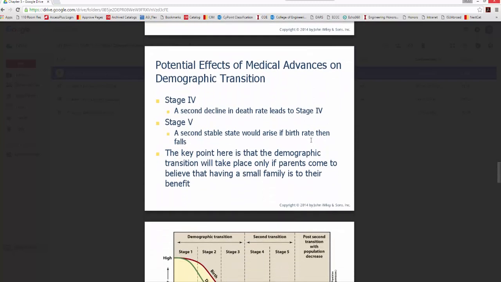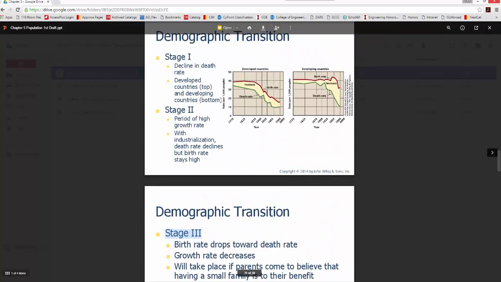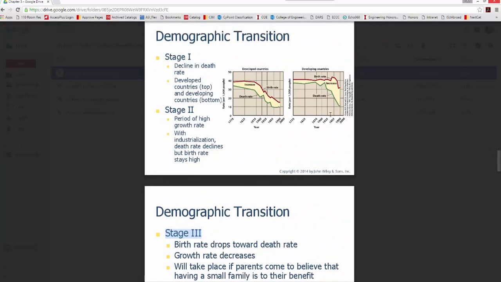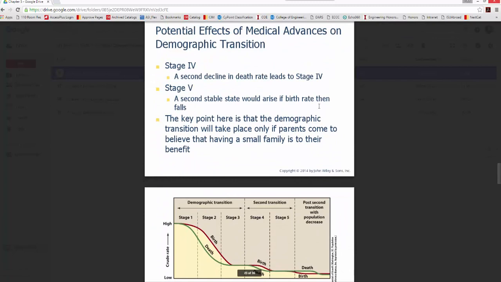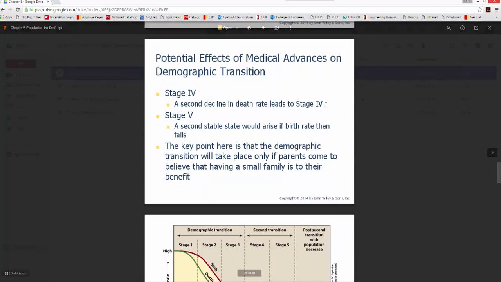In stage 4, there is actually a second decline in death rates. Once we begin to see that second decline in death rates, which if I go back here, you would see this here, that would be an example of stage 4. By the time you hit stage 5, that's represented by a second stable state that occurs when birth rates again decrease. So then birth rates begin to match death rates, and you reach a second stability in stage 5.